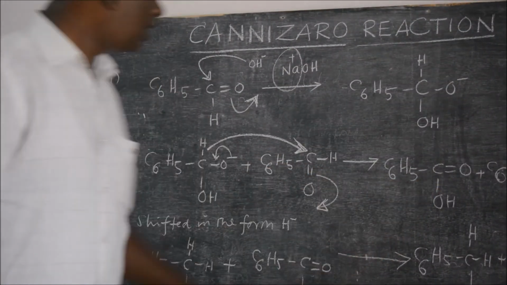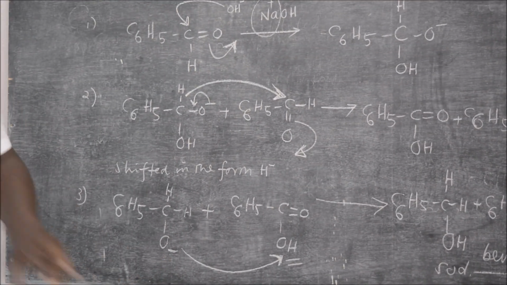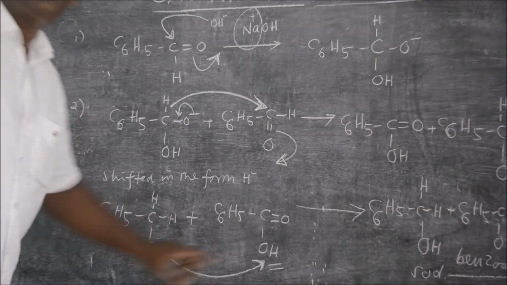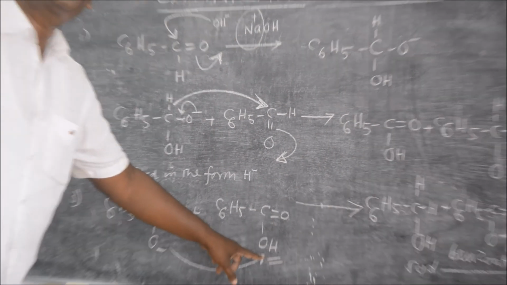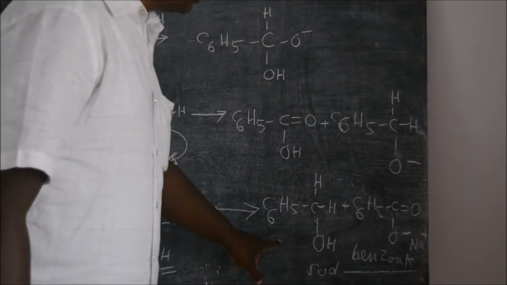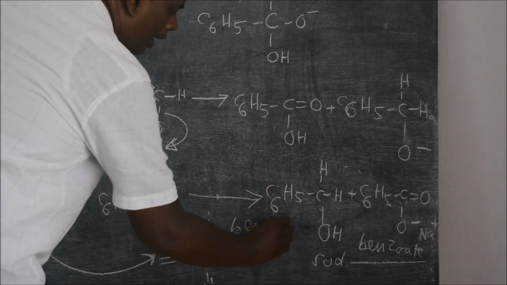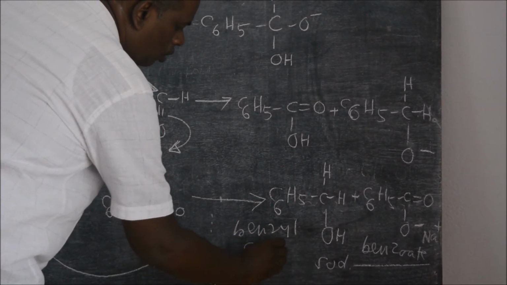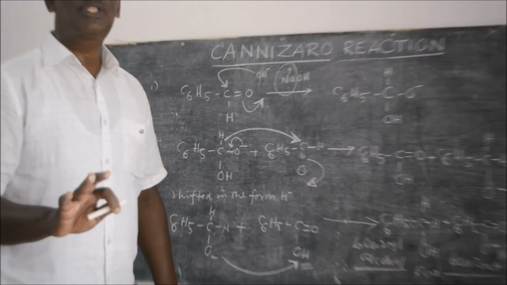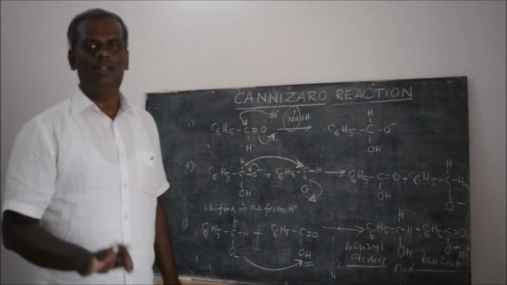These two products are again on the reactant side. In order to neutralize this O minus, there is a need of H plus that is contributed by the benzoic acid, which has a replaceable hydrogen. After the protonation, we can have benzyl alcohol. The one compound is benzyl alcohol and the other will be sodium benzoate. This particular mechanism is called the Cannizzaro reaction mechanism. That's all. Good luck.